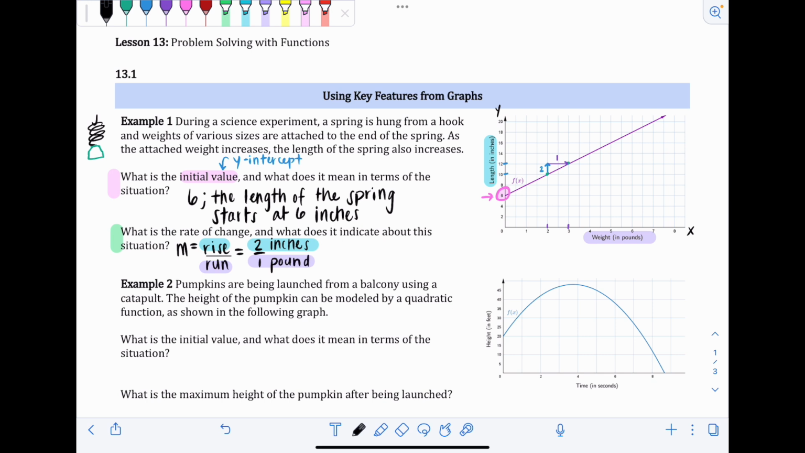And now if we just bring it back to what the problem was saying initially, remember we had this little sketch. So we have a spring and we're attaching weight to it. And as you attach more weight to it, the spring gets longer. So what this rate of change of 2 inches over 1 pound means is that every new pound that is added to the spring, it's going to get 2 inches longer. So if you go from 5 to 6 pounds, you're adding 1 pound, the spring is going to get 2 inches longer.